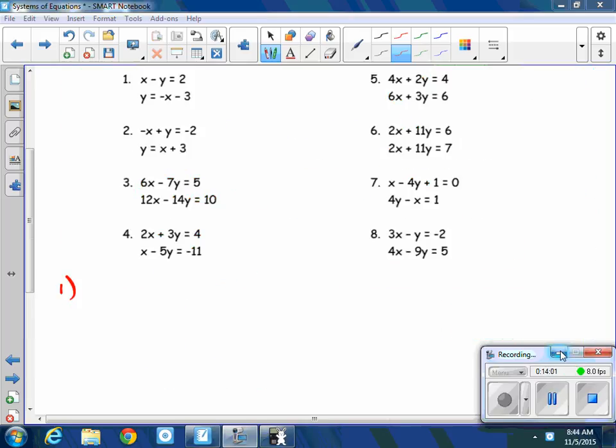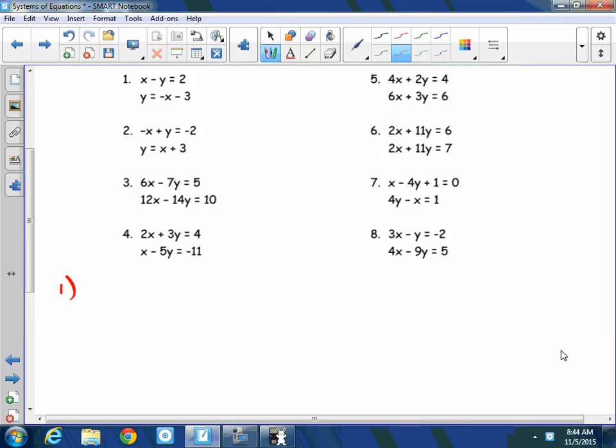Let's go to what we're doing today. It's a little challenging, and it's a big part of the test, so we have to make sure we know how to do it. X minus y equals 2, and the second one is y equals negative x minus 3. This one is already solved for y. So I just need to solve the first one for y. How do I solve for y? Minus x, right?